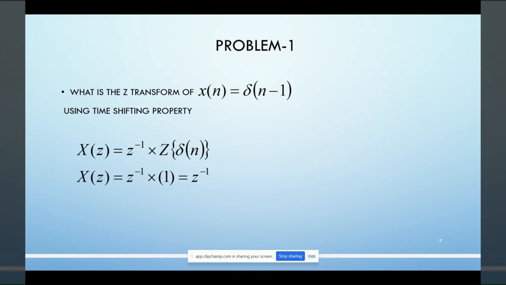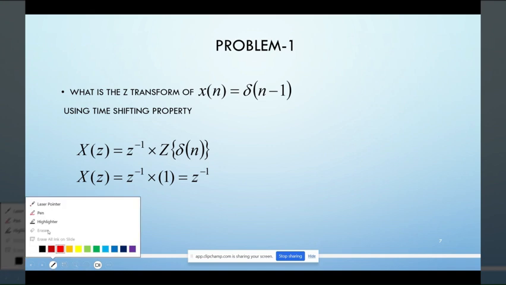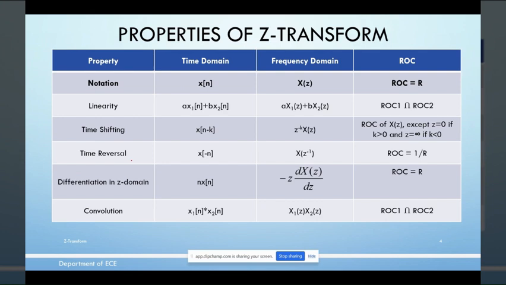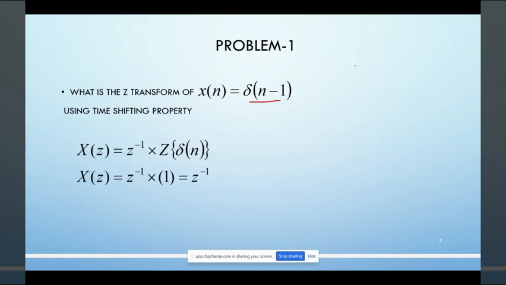Coming to problem 1, x of n is equal to del n minus 1. Which property can you use here? We can go for the time shifting property, because in the place of n we have n minus 1. So the time shifting property will be best suited for solving this problem. What is the time shifting property? Do you remember? It is z power minus k into x of z. In the place of k, we now have 1 for this problem.